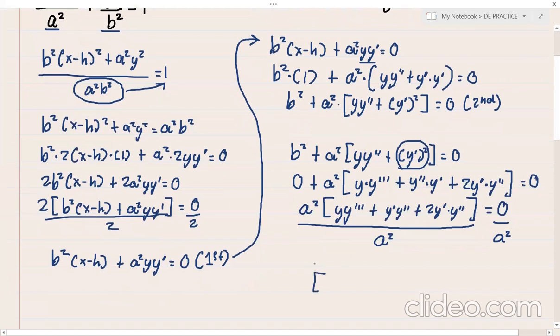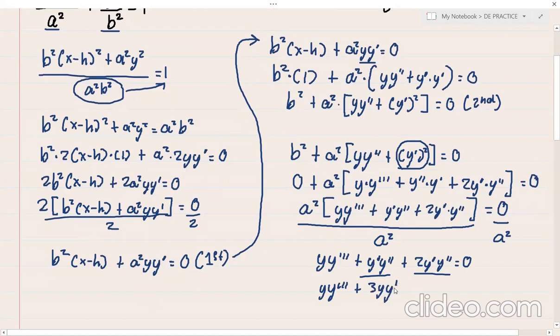So we will have what? We will have y times y third prime plus y prime times y second prime plus 2 times y prime times y second prime. And we can still simplify this one, okay? Kasi itong second term at saka si last term, both of them are divisible by y prime and y second prime. So we can add them together. Okay, so we will have y times y third prime plus 3 times y prime times y second prime. O, yan na. So, ito na yung third derivative natin.